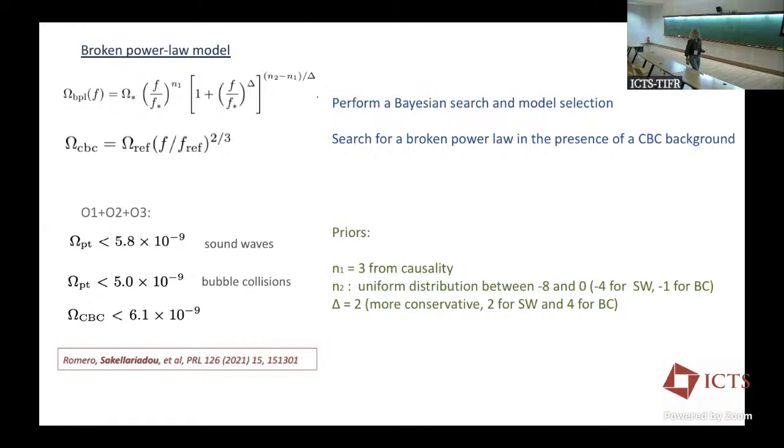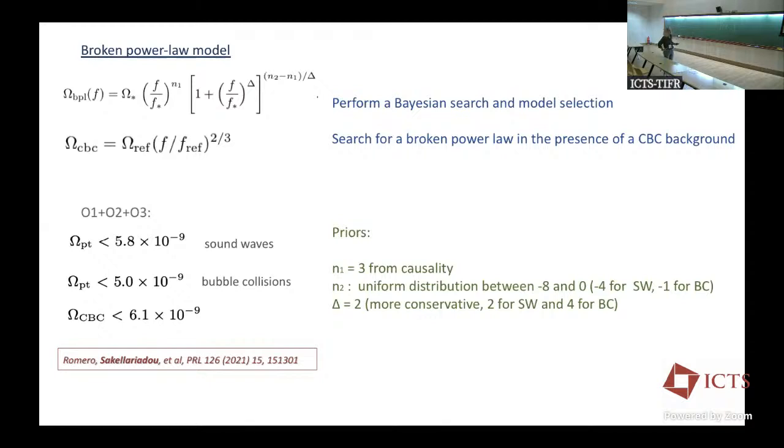Actually, for sound waves, what we know is that most probably it is about -4, and for bubble collisions, -1. But it is more conservative to take a bigger range for n2. And in the most conservative case, we took delta equal to 2. We searched for this kind of broken power law, but we also had a phenomenological model, taking results from simulations of what exists in the market.